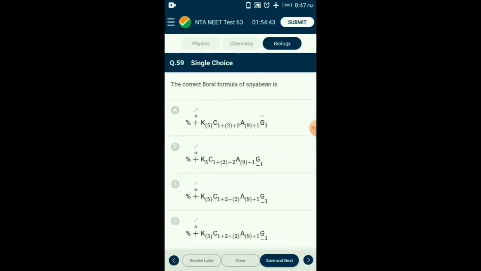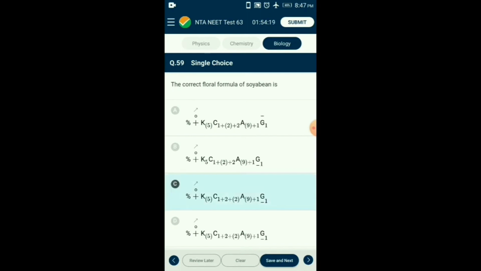Question number 59. The correct floral formula of soya bean is: the family Fabaceae is perigynous or hypogynous. They have monocarpellary gynecium with unilocular superior ovary and have marginal placentation. So the correct option is option C.